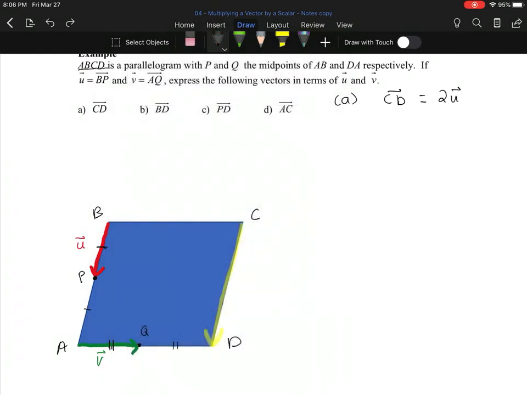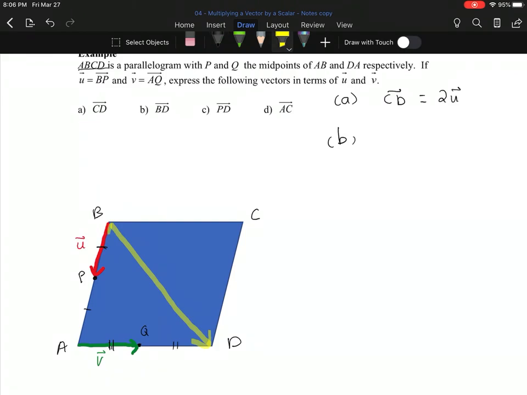All right, let's move on to B. B is BD. So BD, we want to get all the way around this parallelogram. Let's see if it's going to let me just poke that. Oh, it does. Oh, that's nice. Okay, so now I want BD, I want to get right from here to here, but I want that made up of U's and V's. So just stare at that for a second and see how you can use U's and V's to do what BD did.